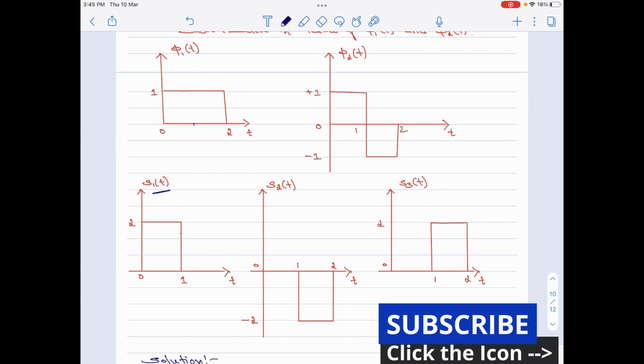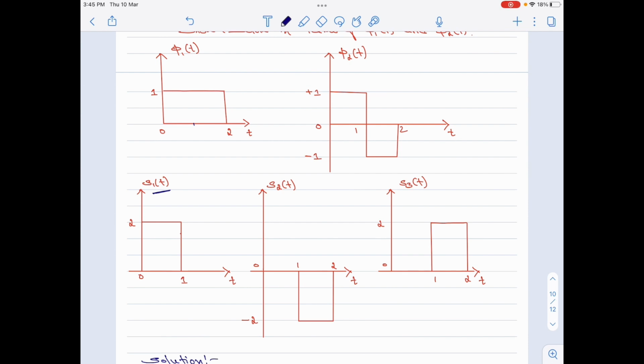In a very similar fashion, I can extend the theory for S2 of t. S2 of t equals minus of phi 1 of t plus phi 2 of t. Please note, minus of phi 1 of t means the value of phi 1 of t over the interval 0 to 2 is minus 1. So, minus 1 plus 1 cancels out. So, there is nothing between 0 to 1 in terms of S2 of t here, and after that between 1 to 2 it is minus 1 plus minus 1, therefore, it is minus 2. So, it properly adds out.